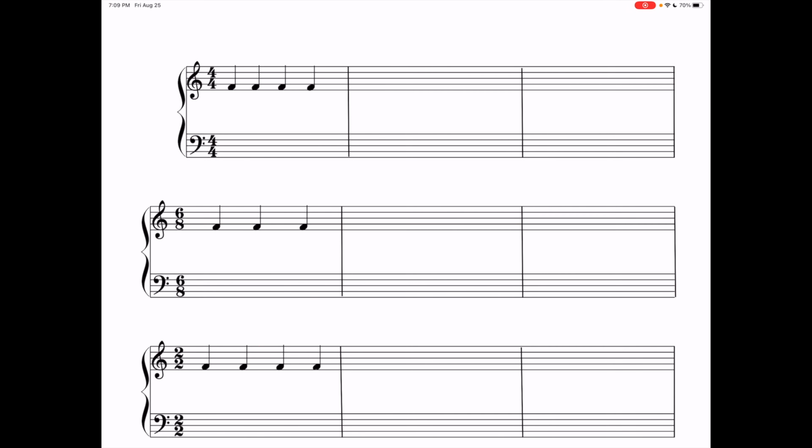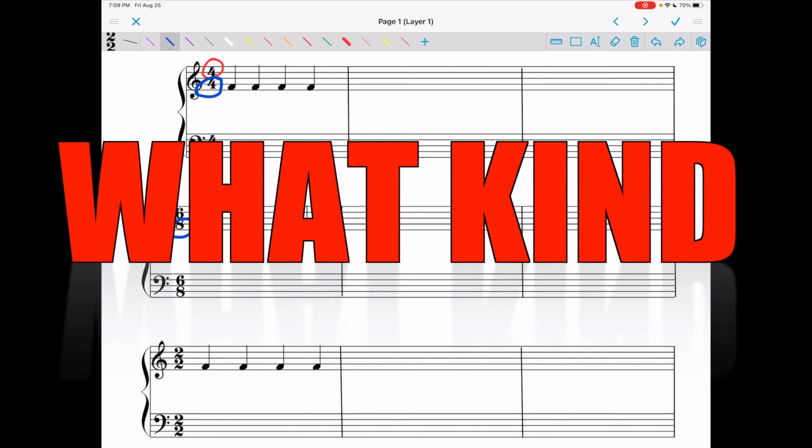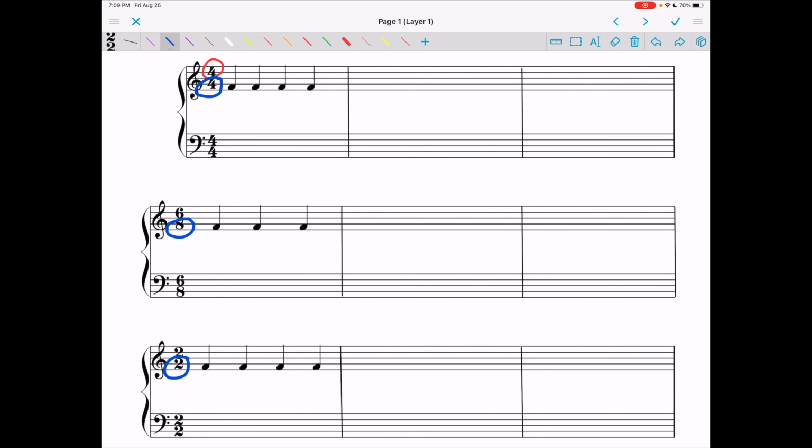Most people understand that the top number of the time signature tells us how many counts there are in each measure, but many are unclear about the bottom number, and that's so important to understanding rhythms. The bottom number tells us what kind of note gets one count. So note values can change depending on what number is on the bottom. So for example, here, the quarter notes are receiving 1 beat each, and here they're receiving 2, and here they're receiving a half each. Let me explain this a little more with some real music examples.